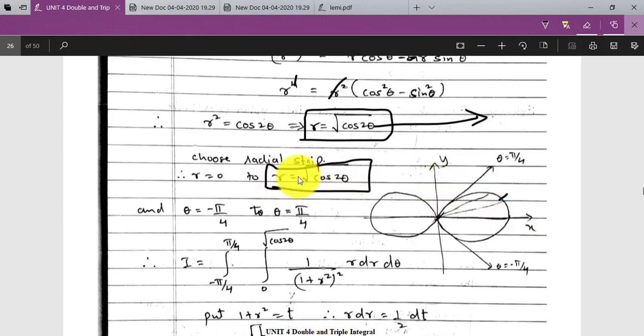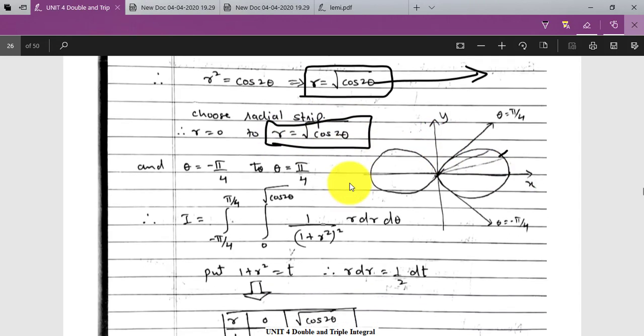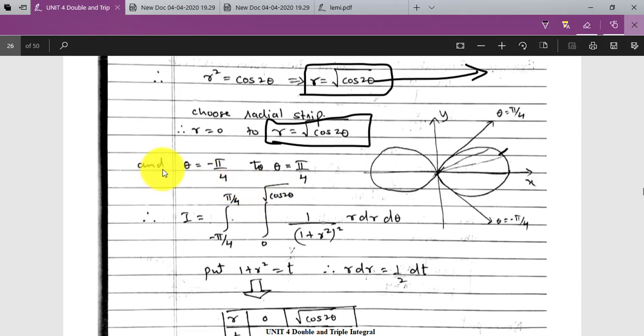Okay, so it is r is equal to square root of cos 2 theta. Therefore theta lies from, I am taking only this one loop, so theta is equal to minus pi by 4 to theta is equal to pi by 4. Now therefore my r value ranges from 0 to, that is this curve, this complete curve, right? So it is square root of cos 2 theta, because I am only taking one loop.